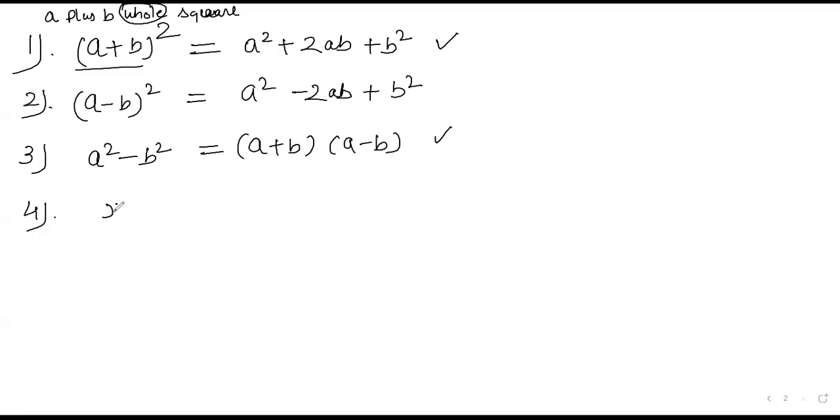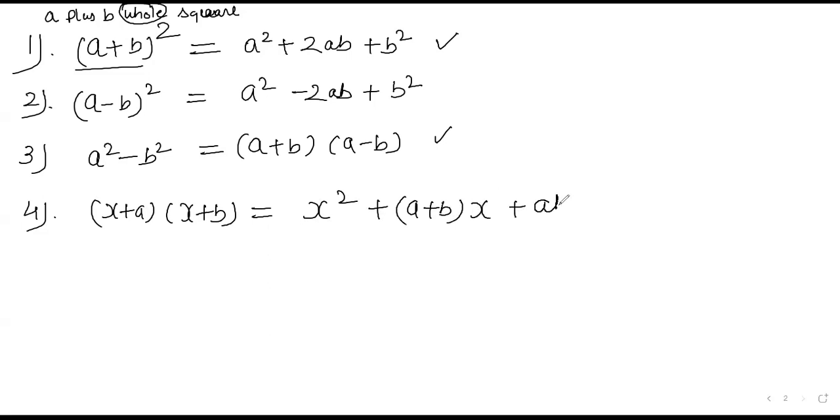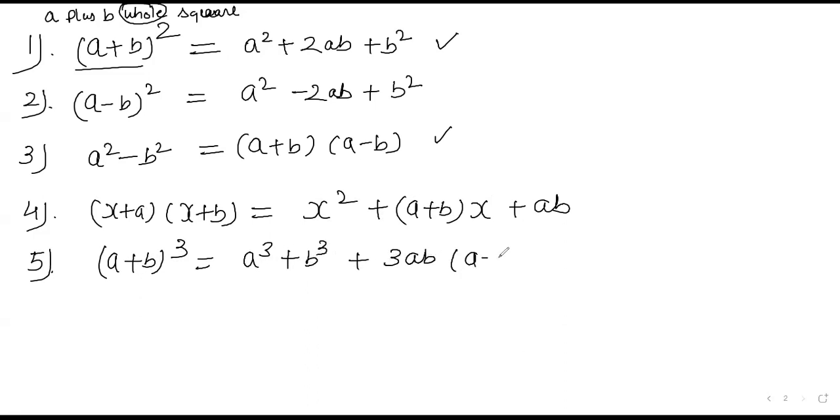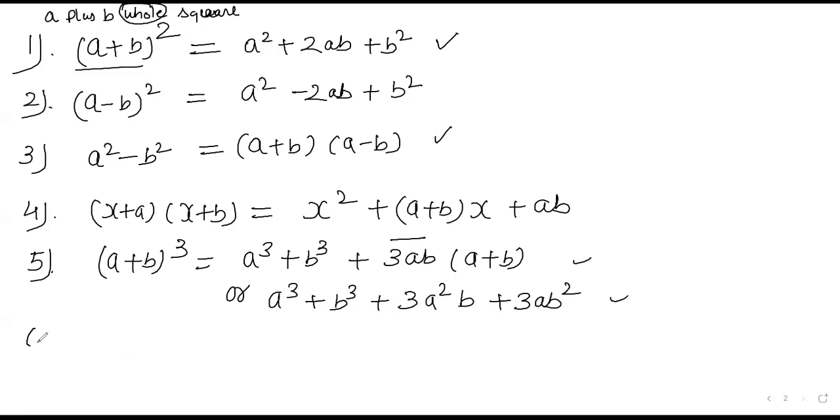And fourth one, x plus a times x plus b. The identity comes this way: x square plus a plus b into x plus ab. Fifth one, a plus b whole cube. This is read as a plus b whole cube. So a cube plus b cube plus 3ab in bracket a plus b. Its other form is a cube plus b cube plus 3a square b plus 3ab square. I am just doing the multiplication with the brackets. Both are the same thing, but the writing pattern in some books may differ. Don't be confused by these things.